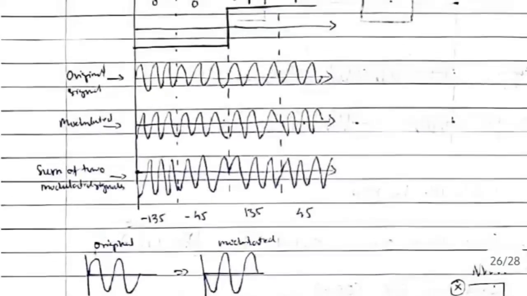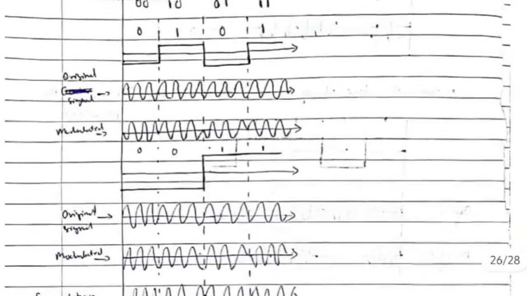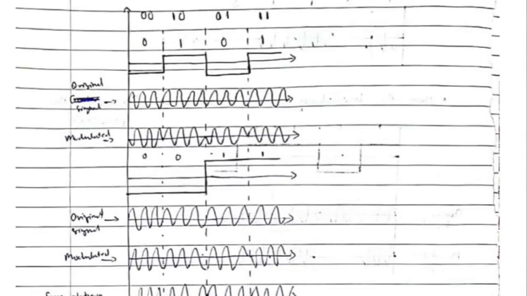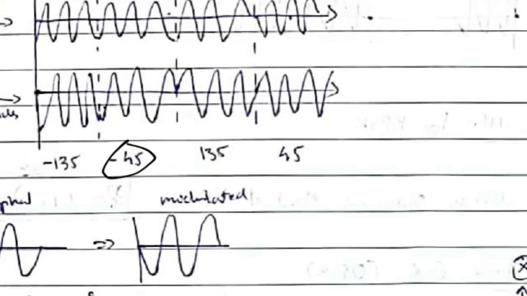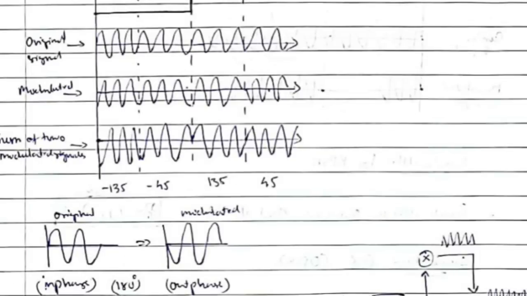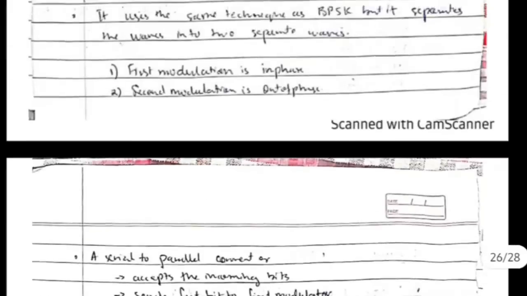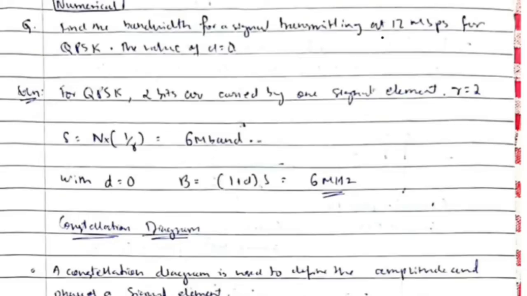Then the next data is here, 1 0. See here it's 1 0, right? So here the difference will be -45. The phase will be starting from -45. Like that we will do it for the whole wave here, and that's known as quadrature PSK.